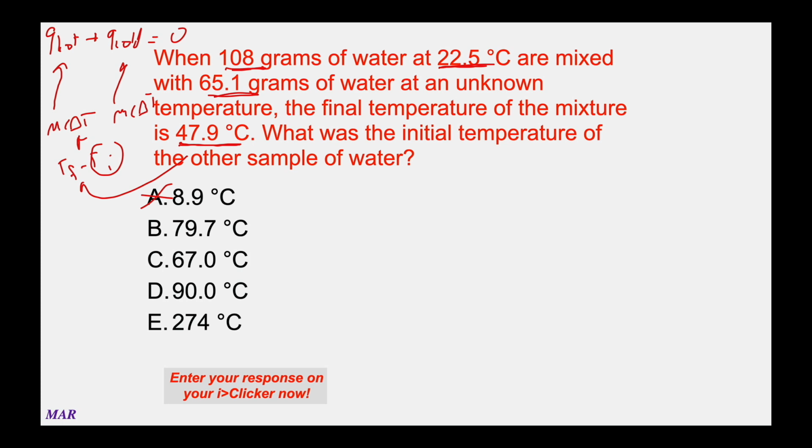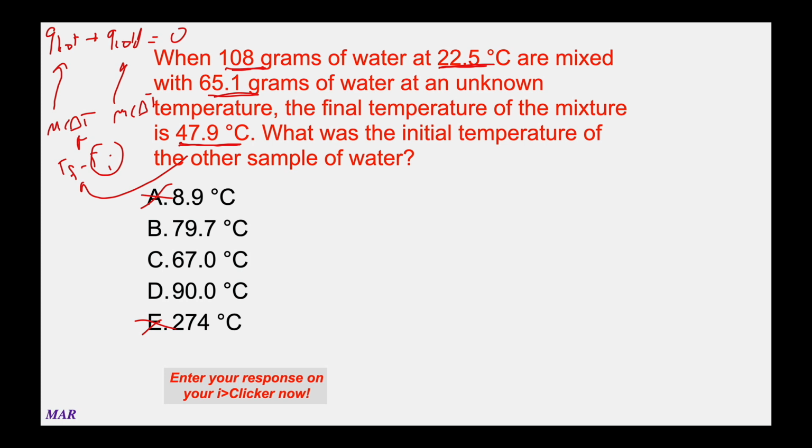Also, it doesn't say anything about boiling water or gaseous steam, and water boils at 100 Celsius. So 274 Celsius also doesn't make any sense. At 274 Celsius, we would expect our water to be a gas, not a liquid. We'd have to have a phase change. We'd have to have mass times the heat of vaporization to figure out how that all works out. So the answer is going to be B, C, or D. And what you want to do is have mc delta T for hot plus mc delta T for cold equals 0. And there are different ways to write that.